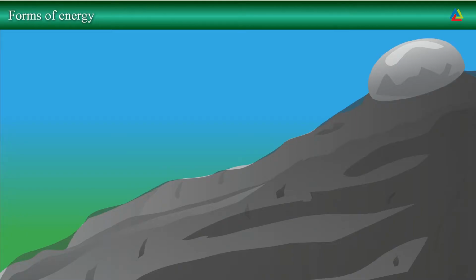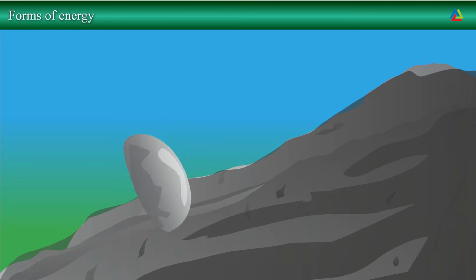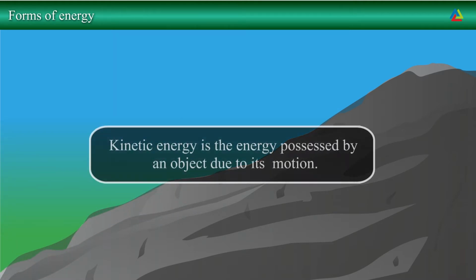Energy in different forms. Energy of an object due to its position is called potential energy. For example, a rock at a height possesses potential energy because of its position above the ground level. When this rock rolls down, the moving rock possesses energy, which is called kinetic energy. Kinetic energy is the energy possessed by an object due to its motion.